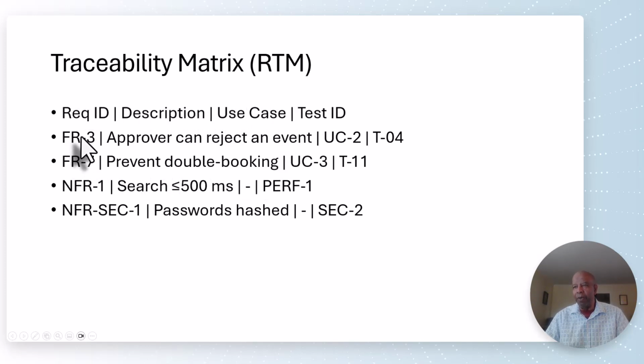So here, for example, we have functional requirement 3, approver can reject an event. Here's my use case ID, and here's my test ID. Even though we haven't created a test yet, this is a placeholder that says whenever we start testing, we need to make sure we have a test for this particular functional requirement. We're giving it an ID ahead of time. We may not have exactly what this is now, but we will have it, I think, by video 6, where we've identified these testing requirements.